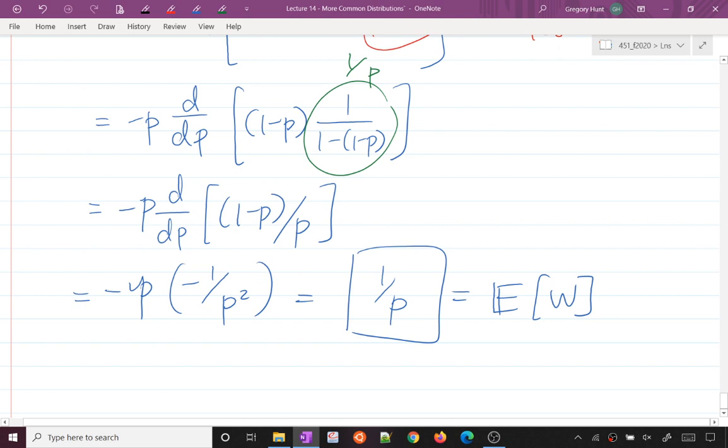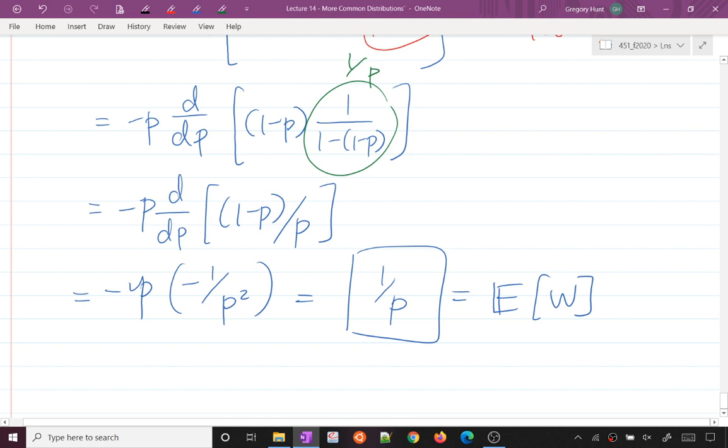So that makes sense. If my probability of heads was 1 over 100, I would expect to wait about 100 flips in order to get my first heads. If my coin is fair and the probability p of getting heads is 1/2, I would expect to have to make 2 coin flips to get my first heads, on average.